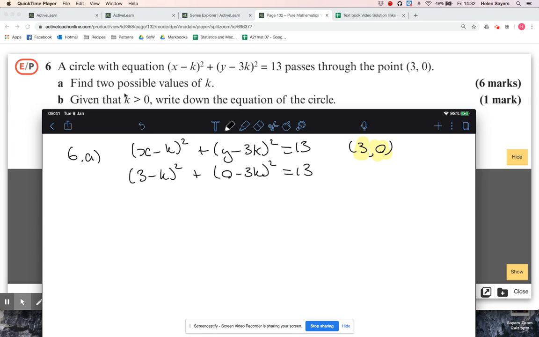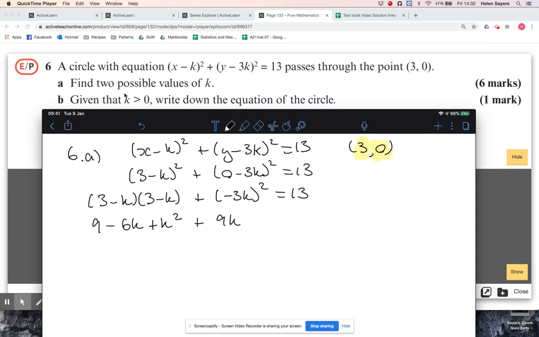So that explains why they're saying 2 possible values. For the first set of brackets, 3 minus k, I'll tell you what, let's write the whole thing out. That's what I've got to expand for that first set of brackets. Obviously the second is just minus 3k all squared. So that's going to give me 9 minus 6k plus k squared, and then squaring minus 3k is going to be 9k squared. So I have a 3-term quadratic, so I've got 10k squared minus 6k. If I minus the 13, that's going to give me minus 4.